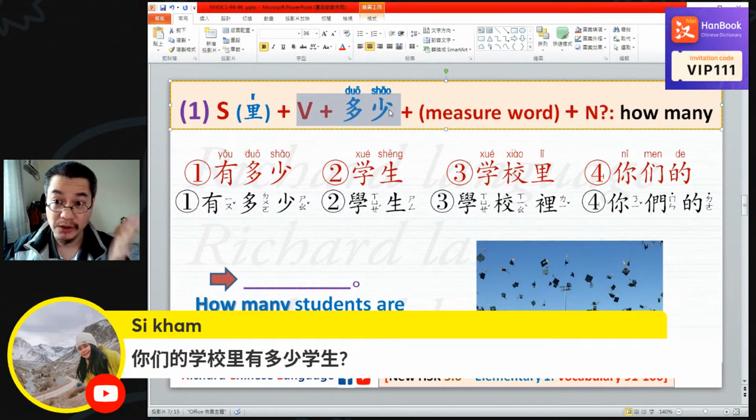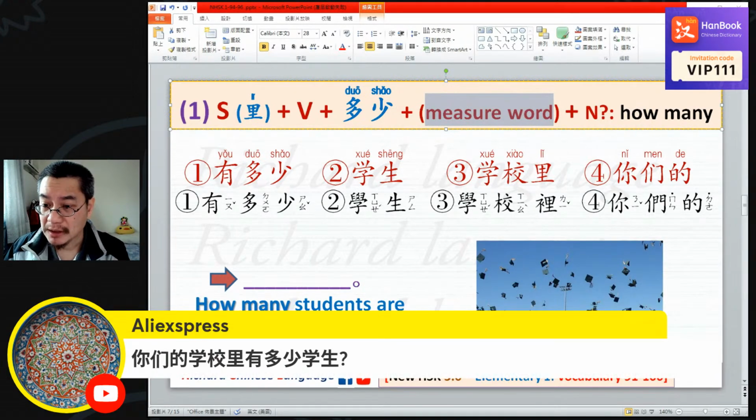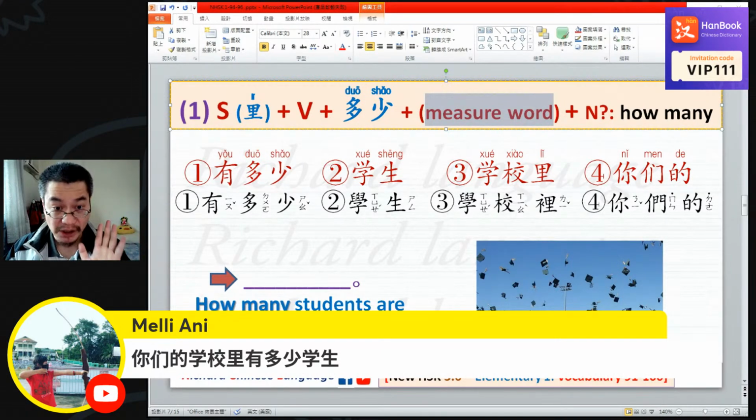有多少 and 学生 is the noun. You can also say 你们的学校里有多少个学生 Okay, you can add the measure word here. 个 你们的学校里有多少个学生 You can go without 你们的学校里有多少学生 Both are fine. Very good.